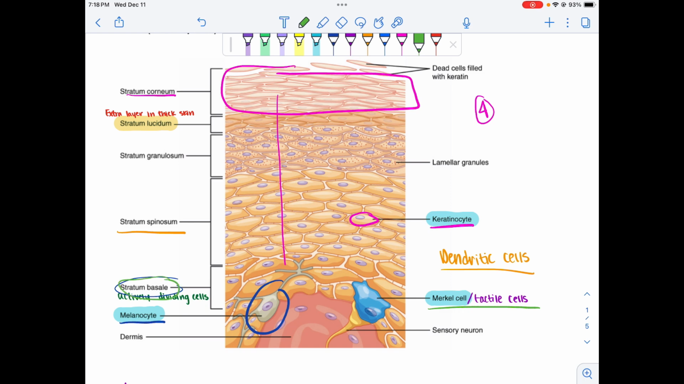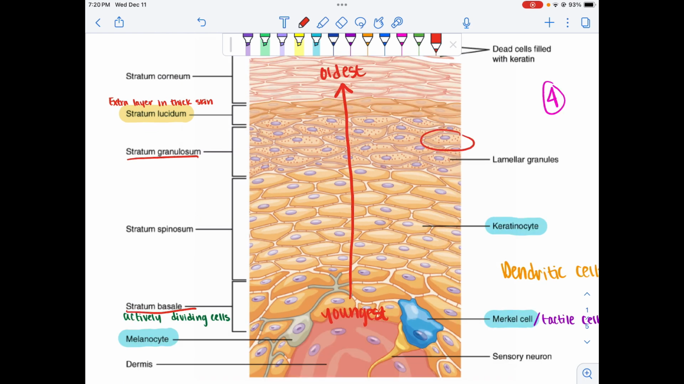stratum basale layer. In the stratum granulosum, keratinization of the keratinocytes begins, as cells above this layer die and fill with keratin due to lack of blood supply. The youngest, newest, actively dividing keratinocytes are found in the stratum basale layer. These are stem cells and actively mitotic, pushing cells to the next layer as they divide.